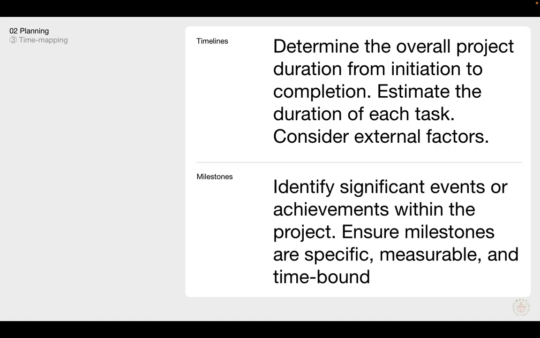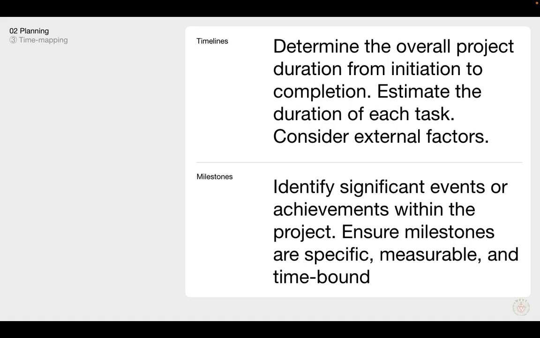So yeah, the difference here is really that timelines are the micro and milestones are the macro of your time mapping. You have basically defined the roadmap of your project through the timelines, while your milestones are serving as your guideposts. So you can really see the micro and macro here.